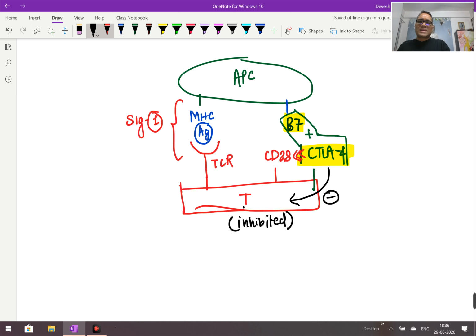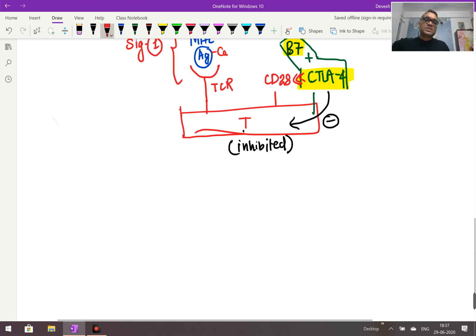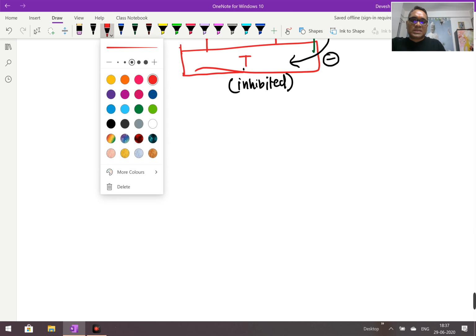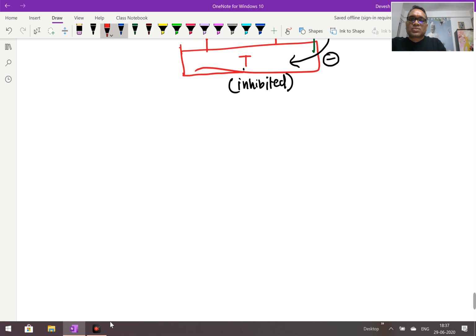What will happen in cancer therapy? This antigen will be the cancer neoantigen, that's all, right? This will be the cancer neoantigen. So this is one picture. There is another thing about programmed death. What happens here, I will just show you. The programmed death receptor mechanism is a little different.